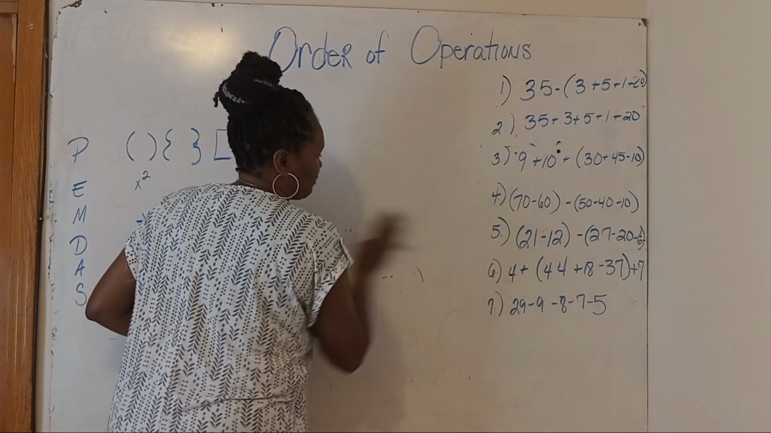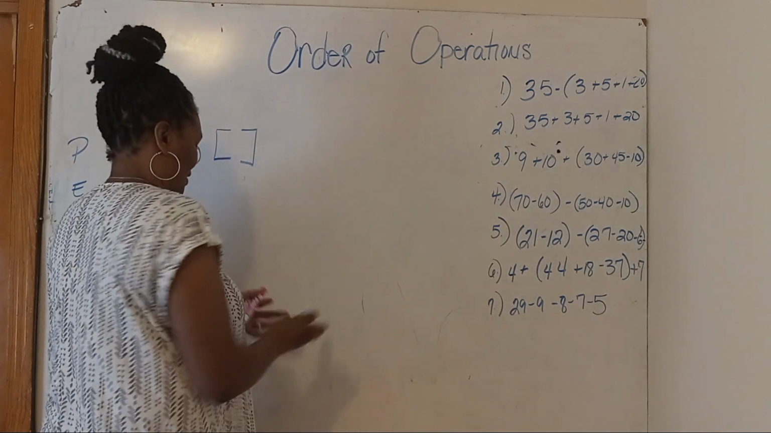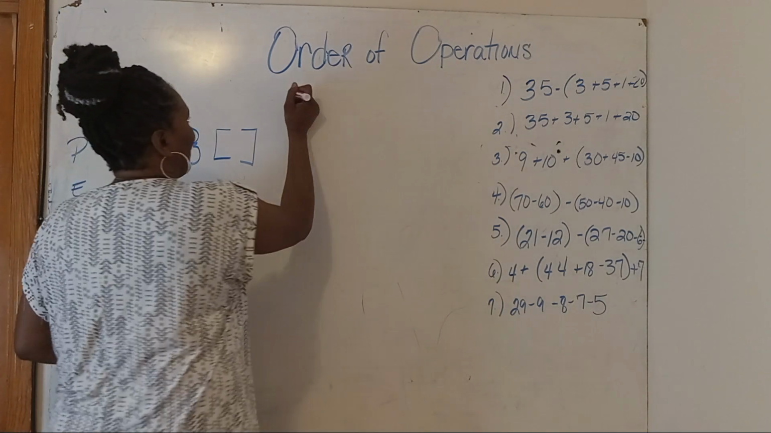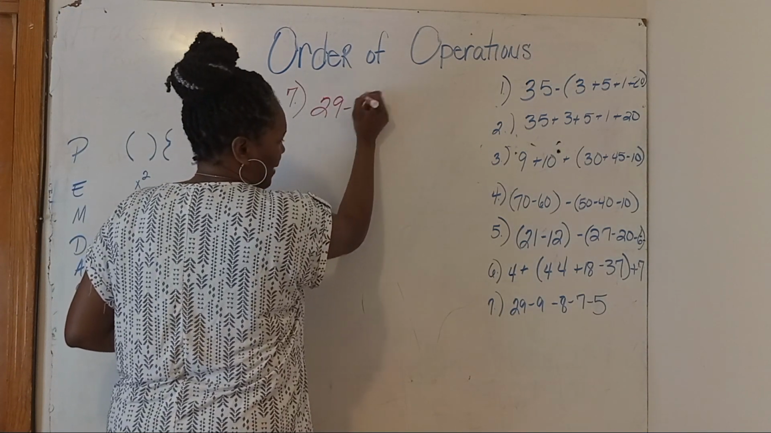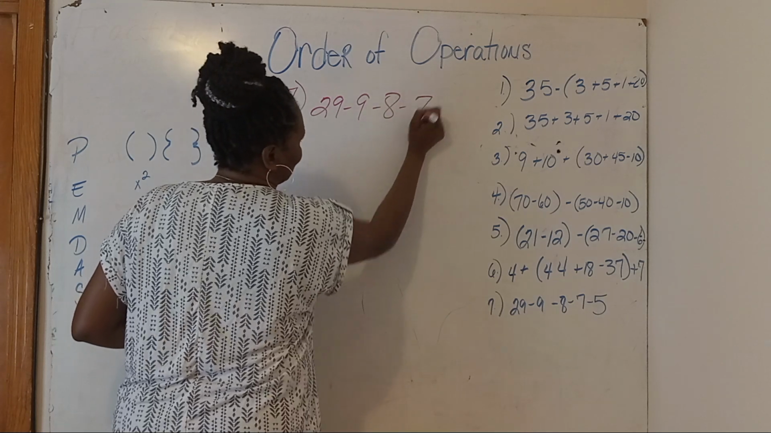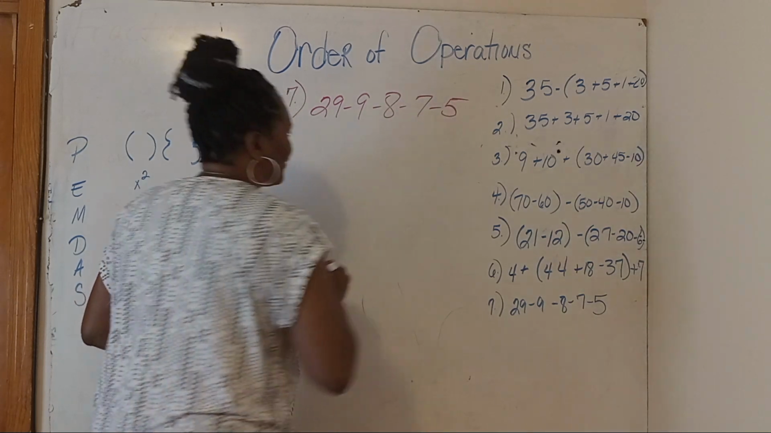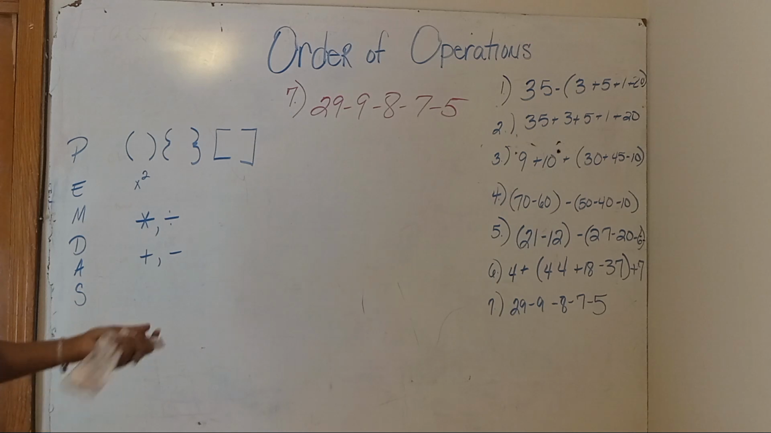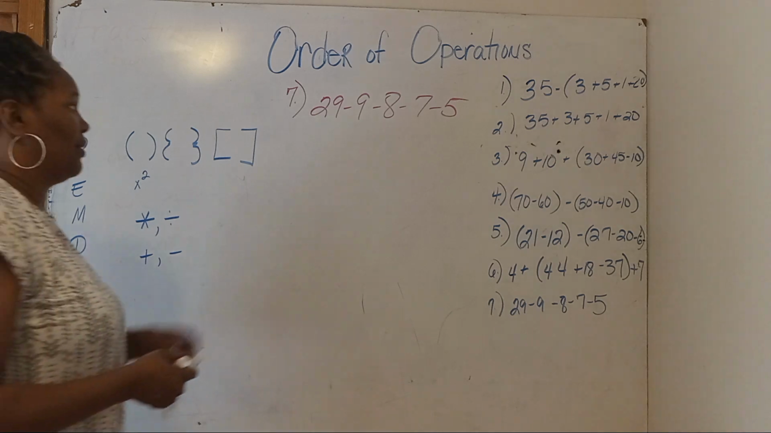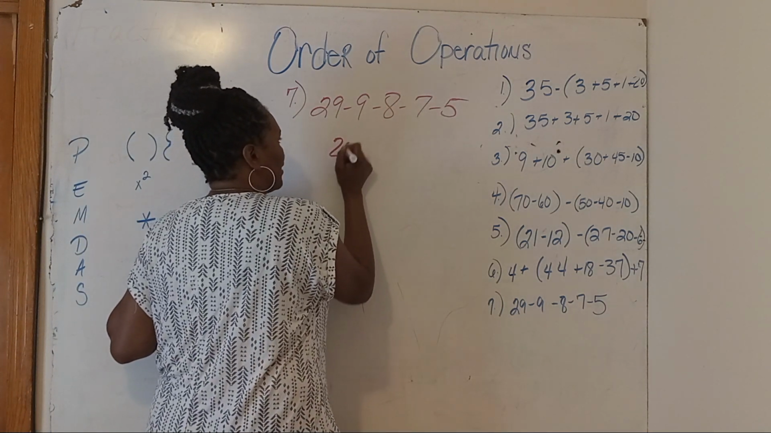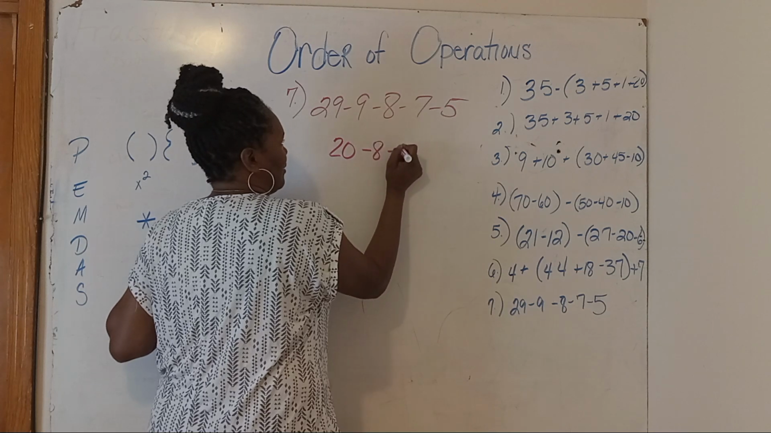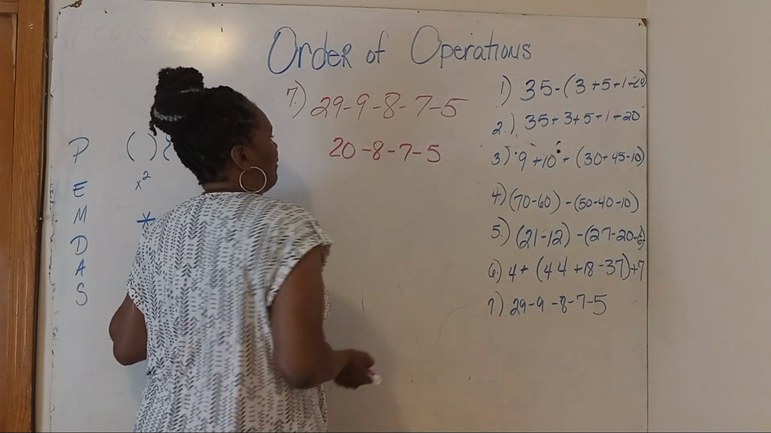All right, this is the last problem. Number 7. 29 minus 9 minus 8 minus 7 minus 5. All right. We have no parentheses. We have none of that. So all we got to do is just go for what we know. 29 minus 9 is 20. Minus 8. Minus 7. Minus 5.